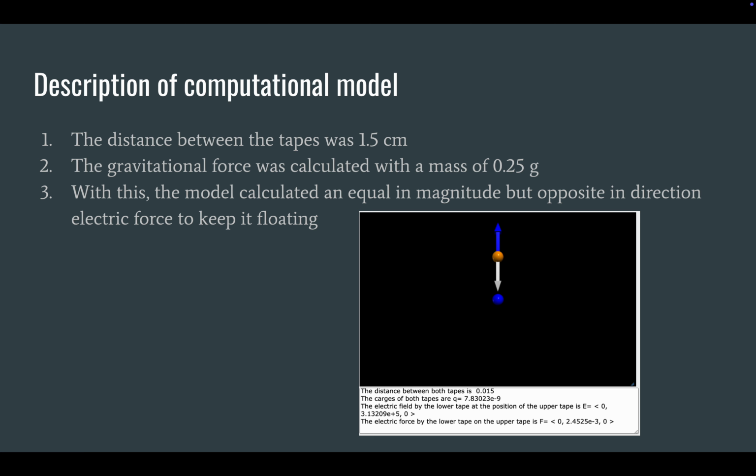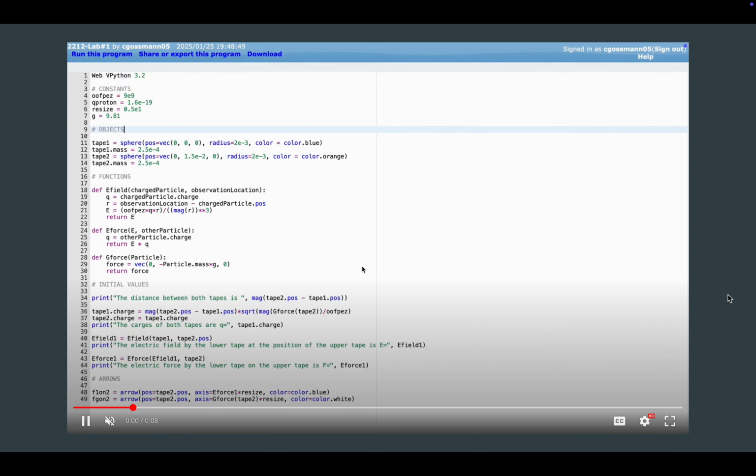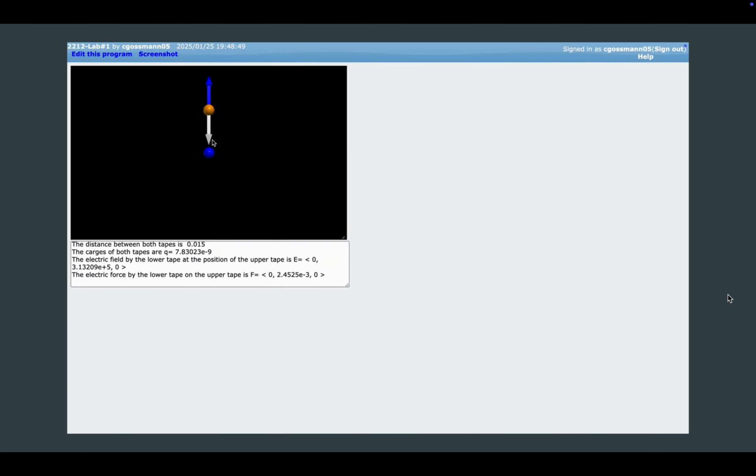Now the description of the computational model. The distance between the tapes was 1.5 centimeters. The gravitational force was calculated with a mass of 0.25 grams. With this, the model calculated an equal in magnitude but opposite in direction electric force to keep it floating. Now here's a video of the computational model with the code and all the data recorded by it.